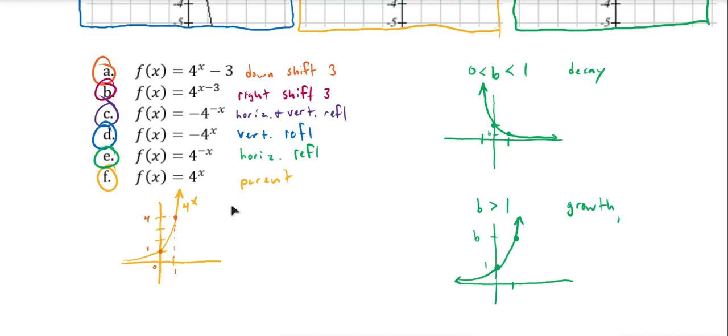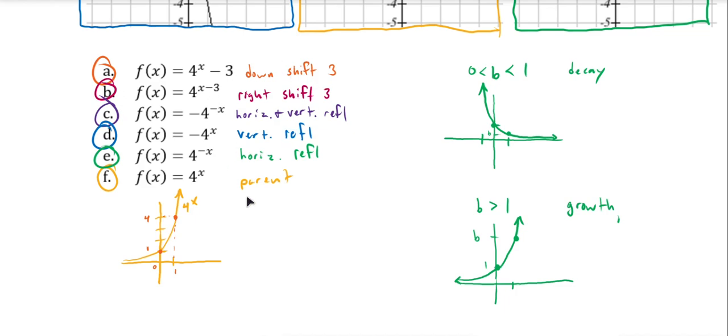The next question asks us to match certain graphs with certain equations, and we're going to want to take advantage of our transformation of function rules to make that happen. The first thing we should do is find a good parent graph. Here we have 4 to the power of x, which we know has a horizontal asymptote at y equals 0 out to the left, and goes through 0, 1, and goes through 1, 4.